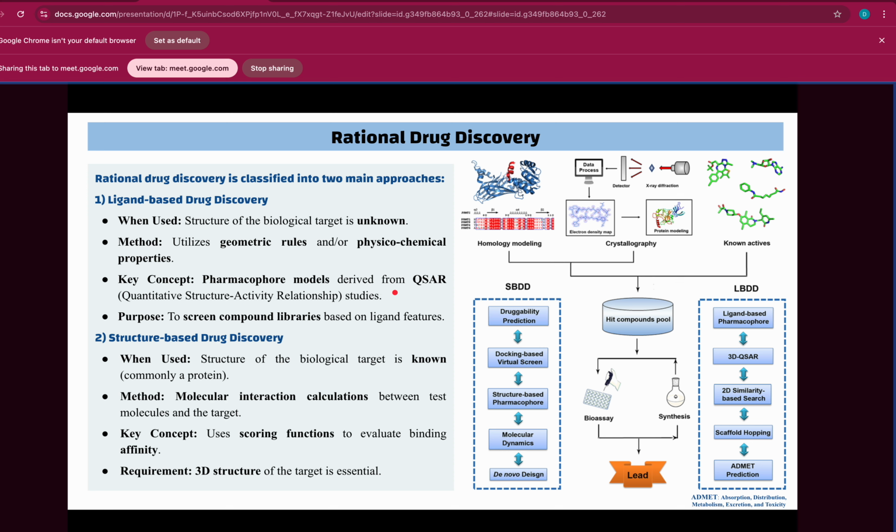So this is the key concept of ligand based drug discovery, and the purpose is to screen the compound libraries based on the ligand features. So instead of making every single change and then experimentally testing it, we are performing it in in silico conditions, or in computer, because we already have available data sets, chemical databases such as PubChem and DrugBank. So we know all the chemical compounds and their respective activities.